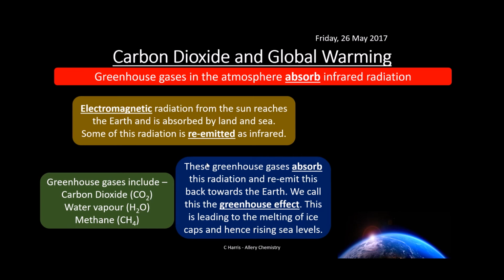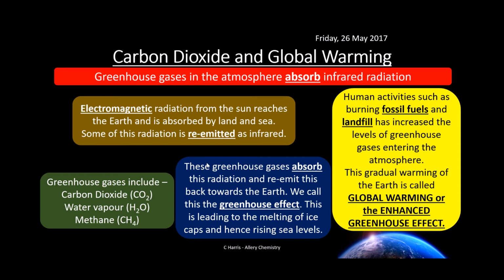Now, these greenhouse gases absorb this radiation that's been re-emitted, and effectively it traps it within the earth. We call this the greenhouse effect. And basically, this is leading to melting ice caps and rising sea levels. And you're seeing sea levels rise globally as well. Human activities such as burning fuels for energy and the use of landfill, which can release methane into the atmosphere as things decompose, are basically leading to the gradual warming of the earth. We're getting this enhanced greenhouse effect, where we're getting extra warming of the earth on top of the natural warming, because of these greenhouse gases, especially methane, which is especially potent.